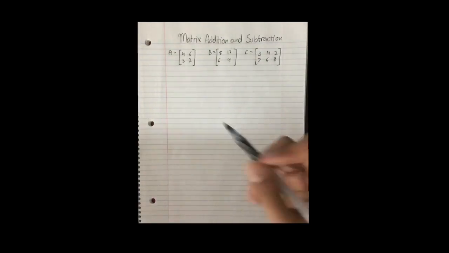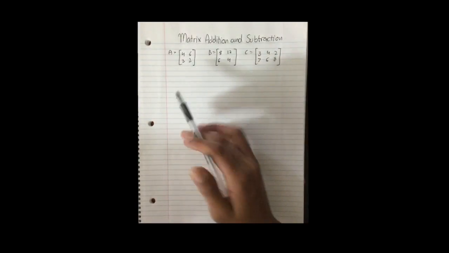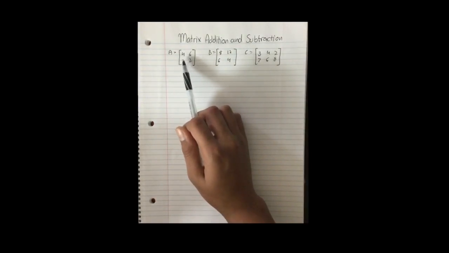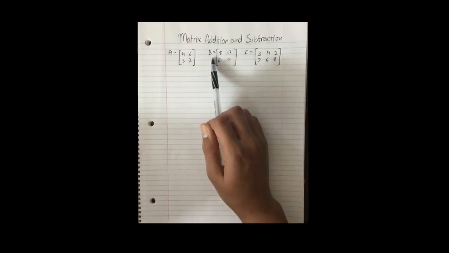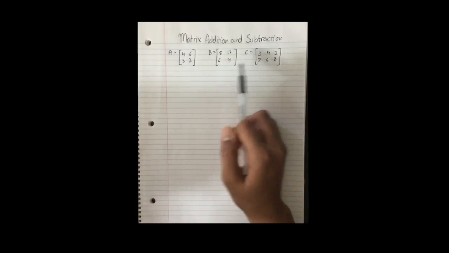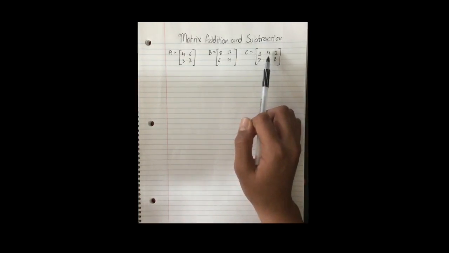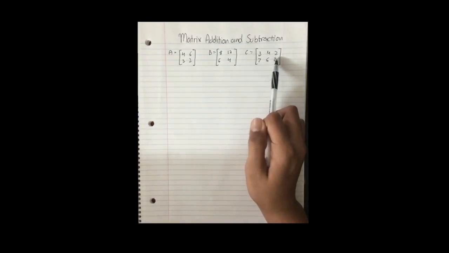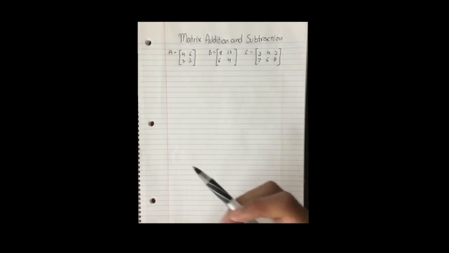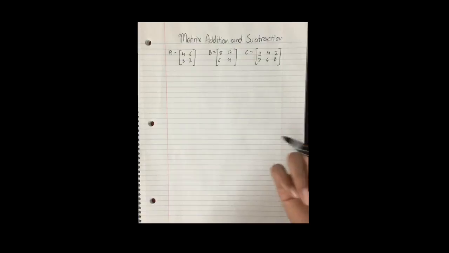Matrix addition and subtraction is fairly simple if you know how to just regularly add and subtract. So, here we have three matrices that I just made up. Matrix A is equal to 4, 6, 3, and 2. Matrix B is equal to 8, 12, 6, and 4. And matrix C is equal to 3, 4, 2, 7, 6, 8. One thing I should tell you guys is when you add and subtract matrices, it's commutative, so it doesn't matter which order you keep them in.